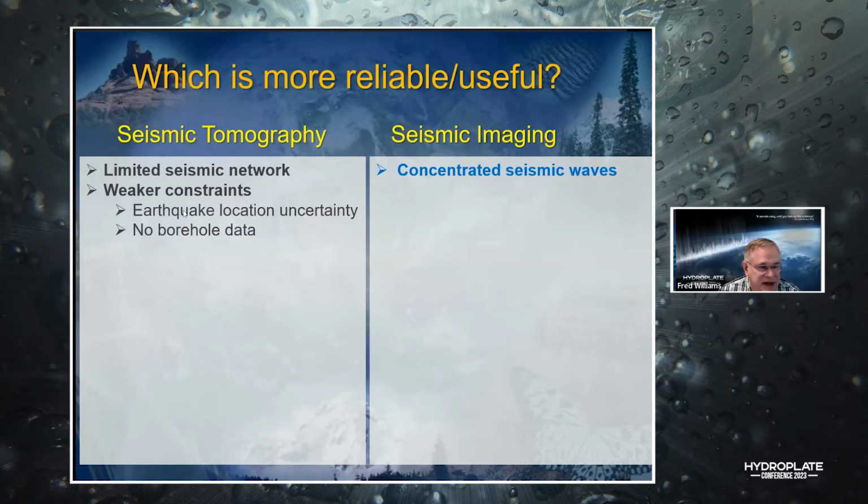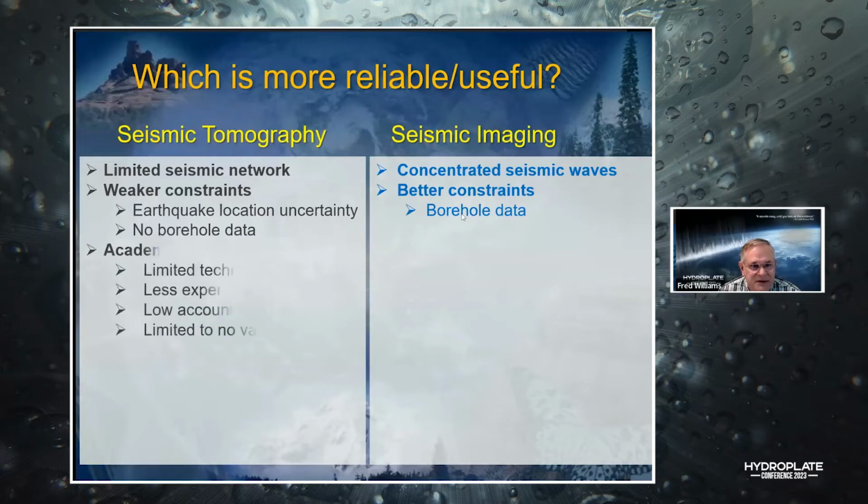Weaker constraints. So seismic tomography has fewer constraints. There's not a lot. The earthquake location, there's uncertainty there. And most of the time, rarely do they have any borehole data to use as a feedback mechanism to improve their constraints. Seismic imaging does have better constraints. Seismic tomography is limited to academia.